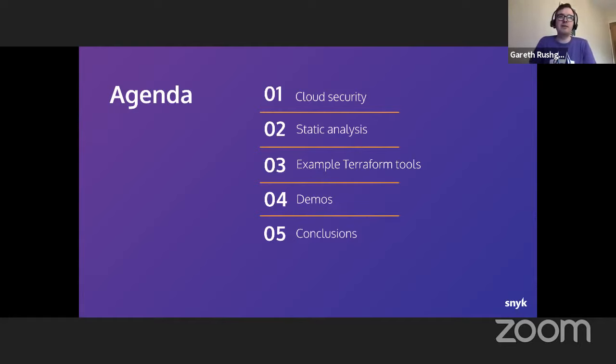I'll give a very brief introduction to static analysis. What is it? Why is it useful? What are some of the pros and cons of static analysis? And really just dive into a load of different example Terraform-specific tools in this space.